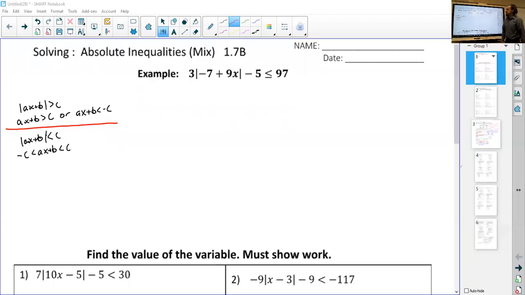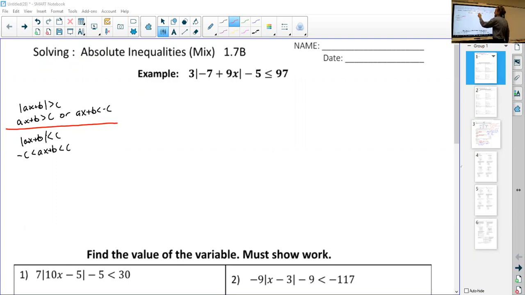Some more absolute inequalities. We just have multi-step questions now. It's the same core concept as before. We're just adding a little bit of stuff before we get to the new thing. And by new thing, I mean the thing we did yesterday.